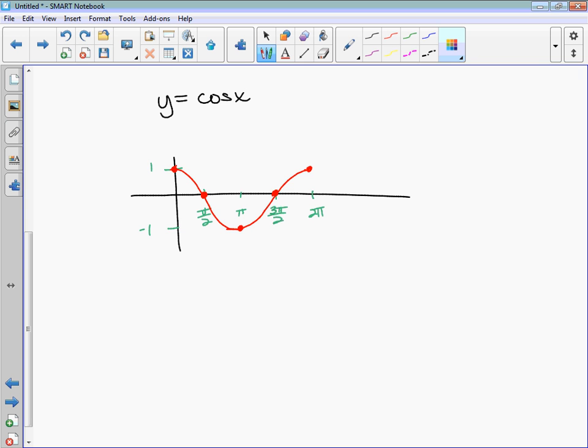Okay. So what do you think the period of cosine is? Yes. So those are your two parent graphs for sine and cosine. You must know them. Alright, so let's turn the page.